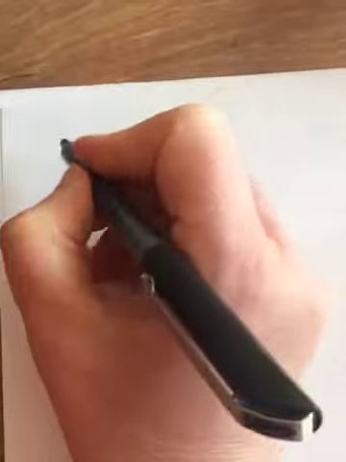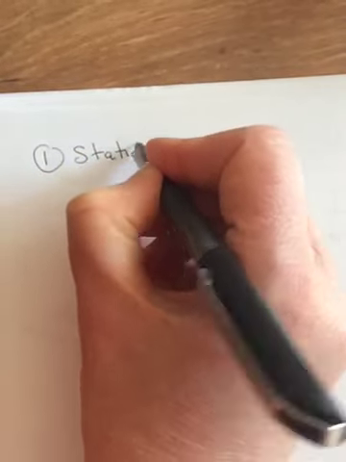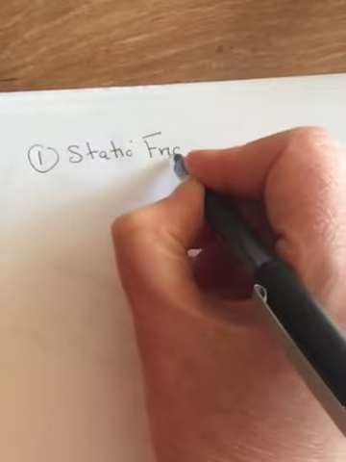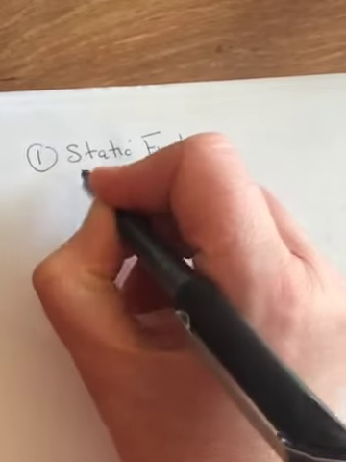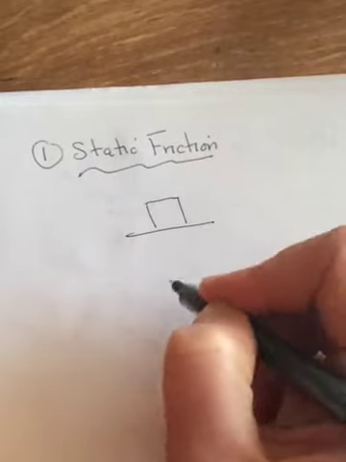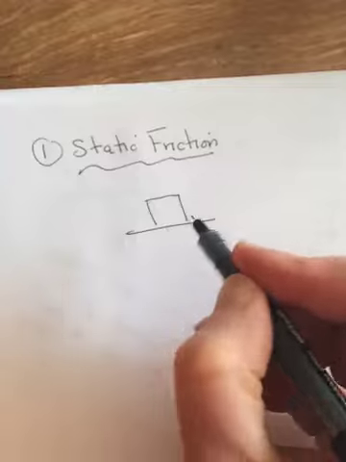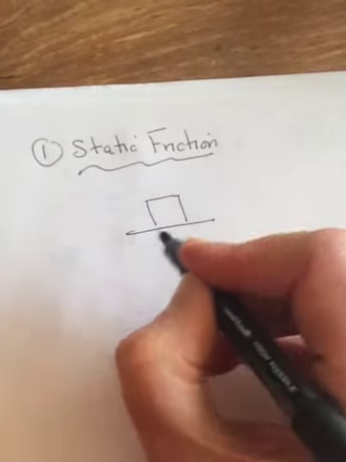So the first type is called static friction. And static friction is friction between objects that are at rest with respect to each other. So this, and with respect to each other, means the whole thing might move.